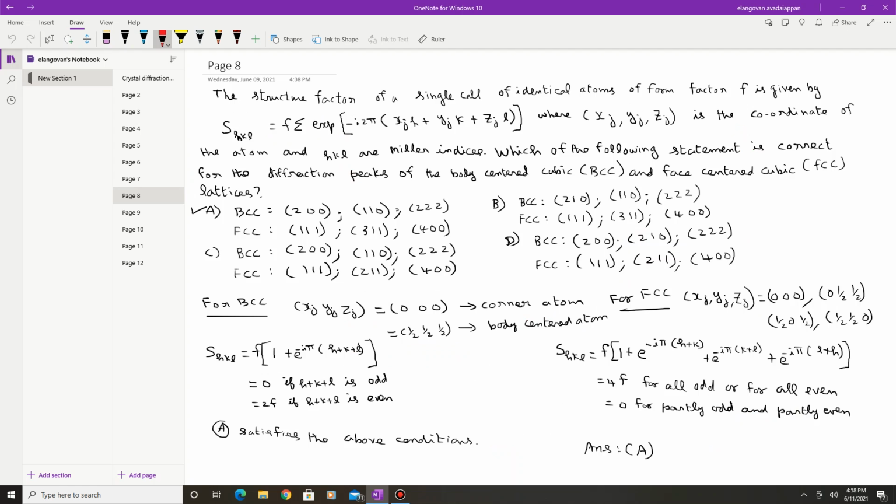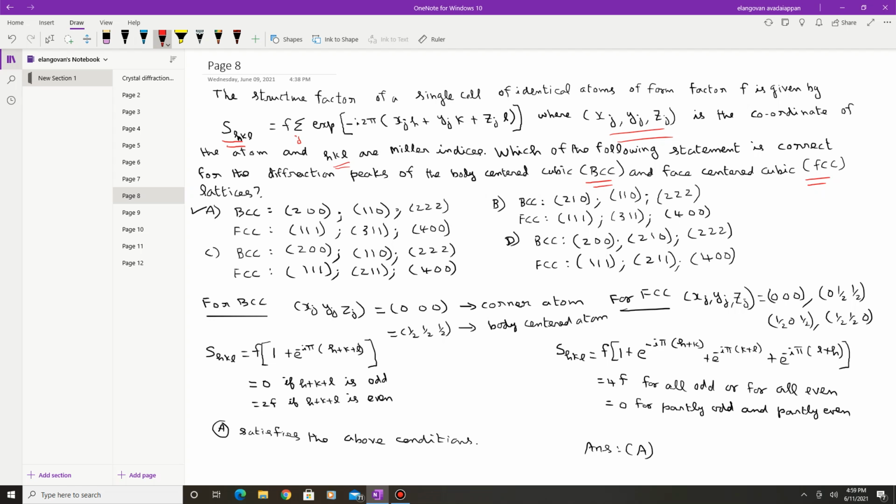The next problem: the structure factor of a crystal of identical atoms of form factor f is given by the expression. This is S_hkl, the structure factor. Since all are identical form factors, f can be taken outside the summation sign: f into sum over j of exponential of minus i 2 pi (x_j h plus y_j k plus z_j l). h, k, l are the Miller indices. x_j, y_j, z_j are the coordinates of the atom. Which of the following statements is correct for diffraction peaks for a body-centered cube and a face-centered cube?